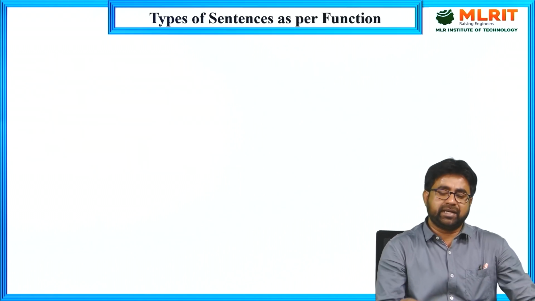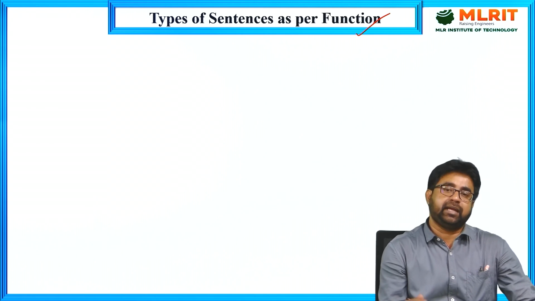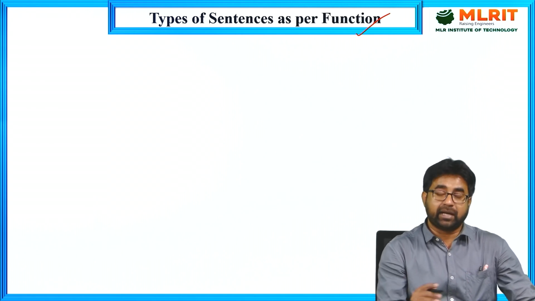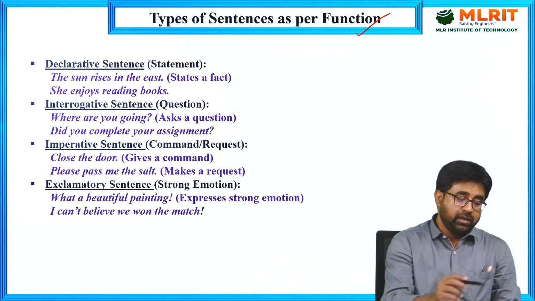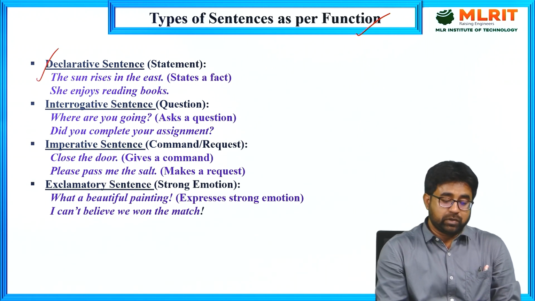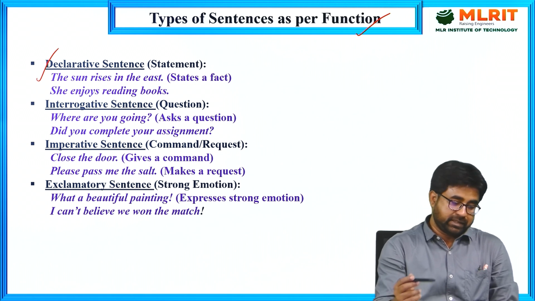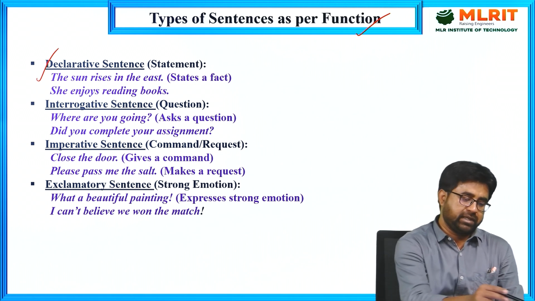Now, types of sentences by function. Different types of sentences are there, and they actually perform different kinds of functions. So let's see what the types are according to their function. You can see declarative sentence. What is the function of declarative sentences? We declare some fact by using declarative sentences. You can see the example.